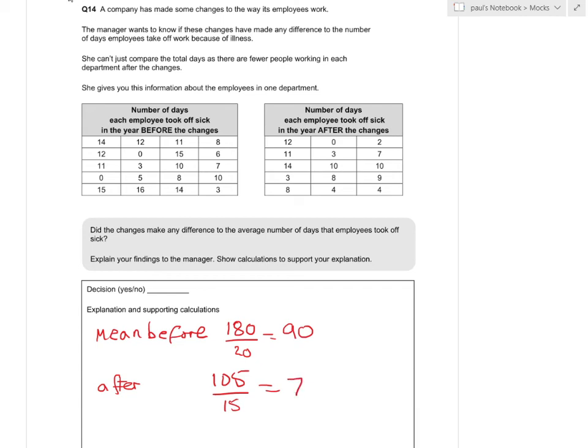90. 9, isn't it? Not 90. It's 9. Right, so did the changes make any difference? Yes. Yeah, 2 less.